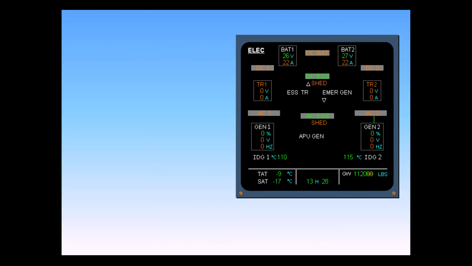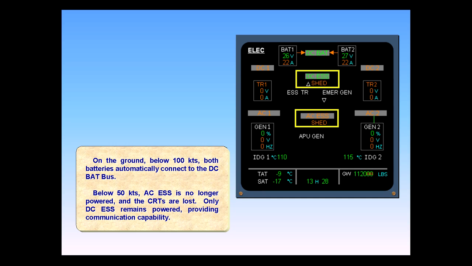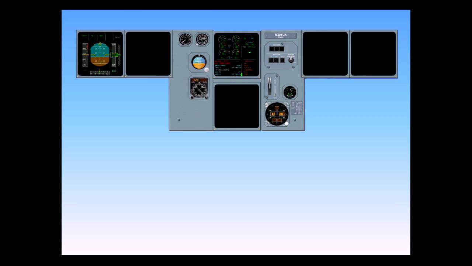On the ground below 100 knots, both batteries automatically connect to the DC battery bus. Below 50 knots, AC Essential is no longer powered, and the CRTs are lost. Only DC Essential remains powered, providing communication capability. We will now look at cockpit and ECAM indications during the emergency electrical configuration.